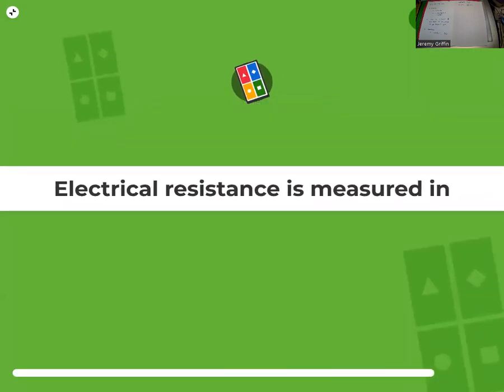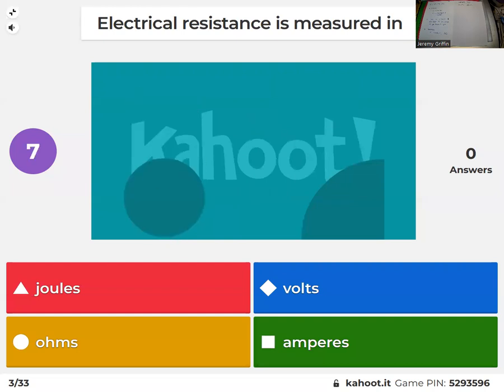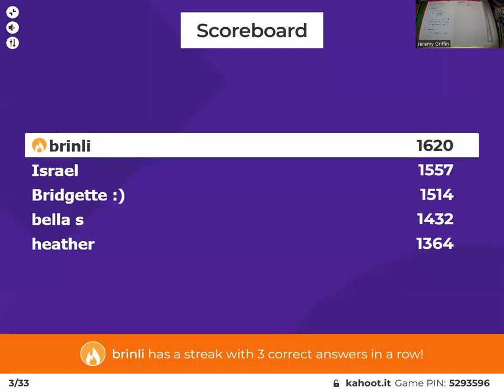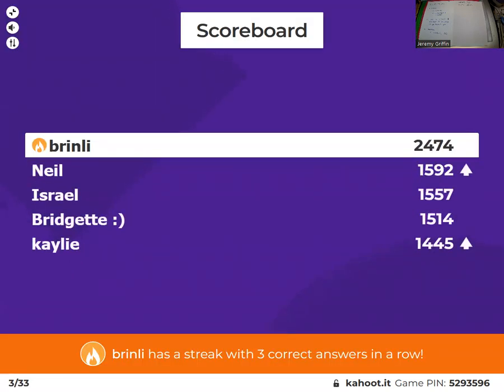Electrical resistance is measured in ohms, right? Okay, so joules measures energy or work. Volts measures, you could call it voltage, you could call it potential difference. Amps, what does amps measure? Current, right? But resistance is ohms, right? Isn't it? I think it's one of these posters up here hanging from the ceiling.